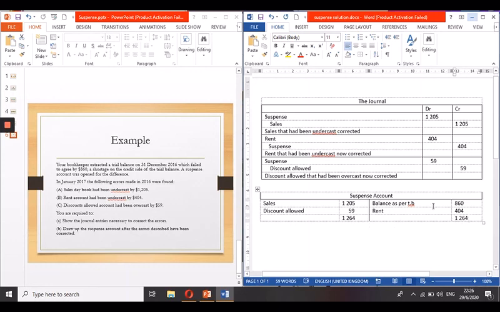Both debit and the credit side add up to 1,264. So the suspense account no longer has a balance. We have corrected all the errors that affect the trial balance. So this is how you work out any question that has the errors that affect the trial balance, if you are told to draw up the journal entries and then post to the suspense account.